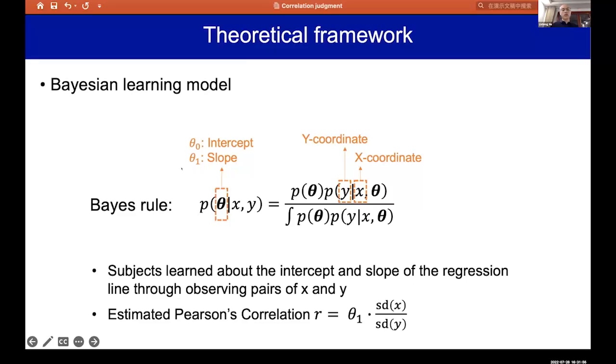In particular, theta 1 is important because we can calculate Pearson's correlation from theta 1 based on the observed standard deviation of the x-axis and the y-axis.